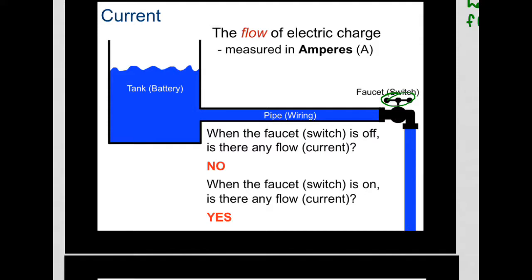If the circuit is broken, that's what it means. If the switch is off, then the circuit is broken. There is no more current because it's not flowing anywhere. When the faucet is switched on, is there current? Yes. So hopefully that makes sense. You're thinking of current as the flow of water through this.